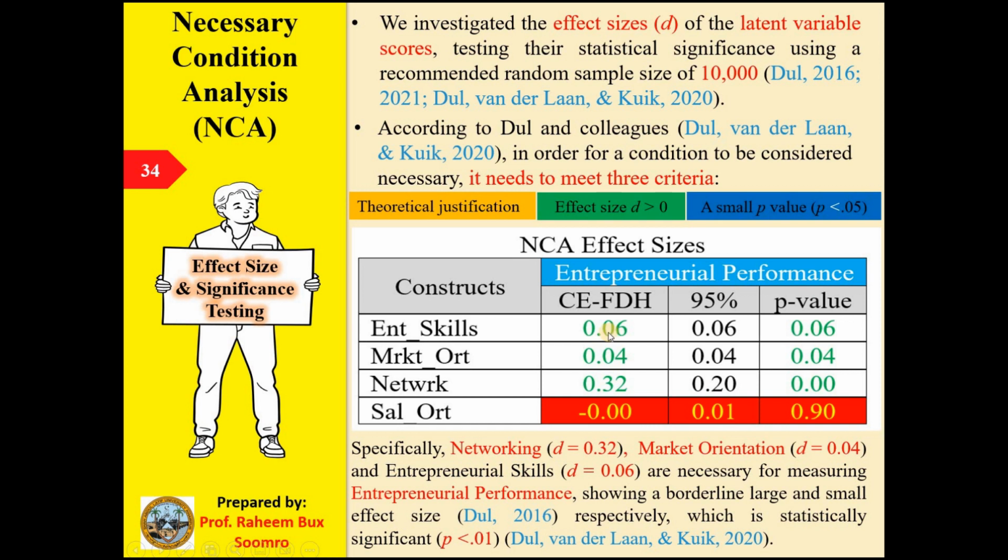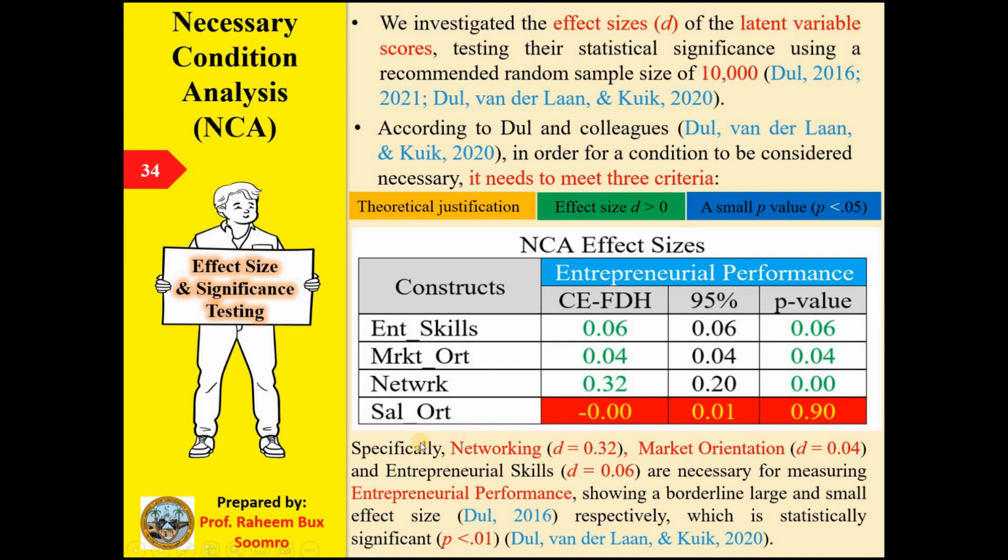I said the effect of the 0.06 is more than zero, which means it's significant. Market orientation is also significant, but more importantly, we can talk about the network, which has the highest impact, 32%. It is also significant. Sales orientation has no impact and, on the other side, it is also non-significant.